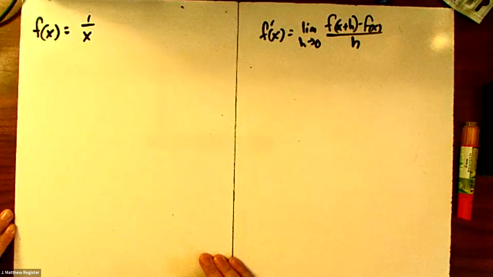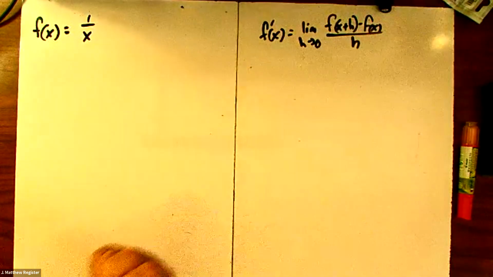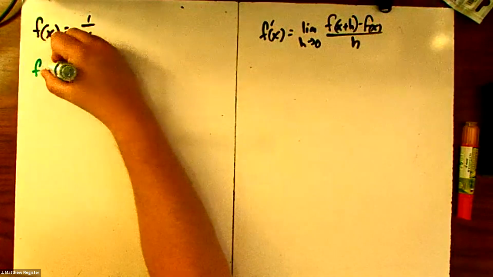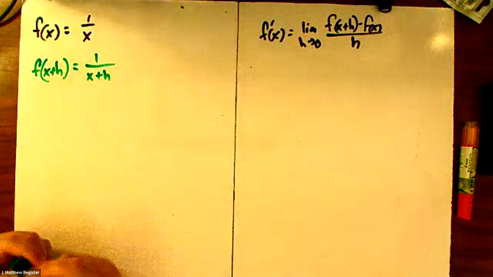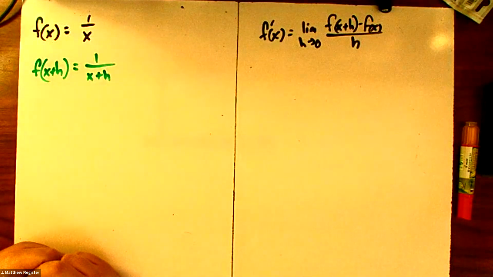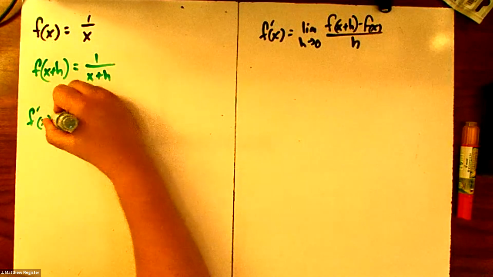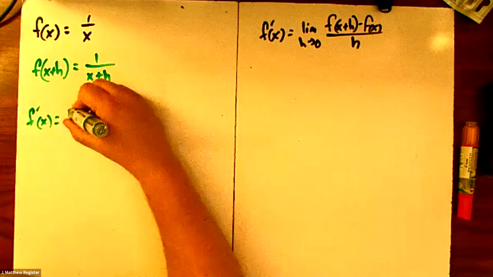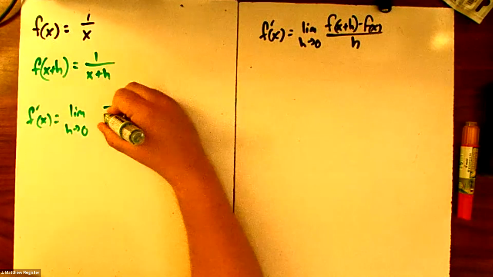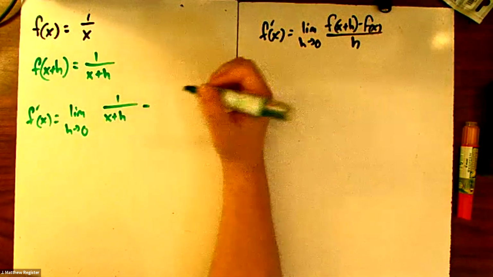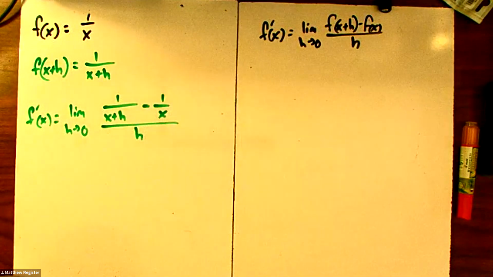And so f of x equals 1 over x. And so in order to do this, again, we need to know what f of x plus h is. Well, f of x plus h is going to be 1 over x plus h. Plugging that into our formula now, we get f prime of x is equal to the limit as h goes to 0 of 1 over x plus h minus 1 over x all over h.